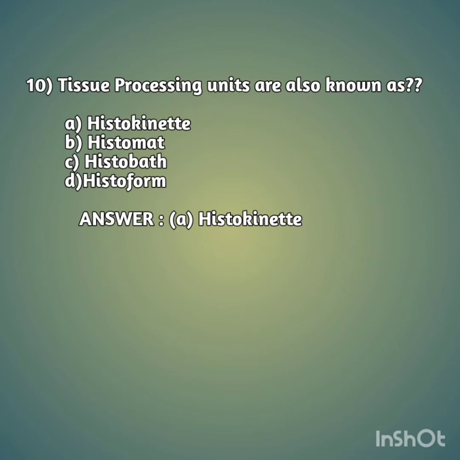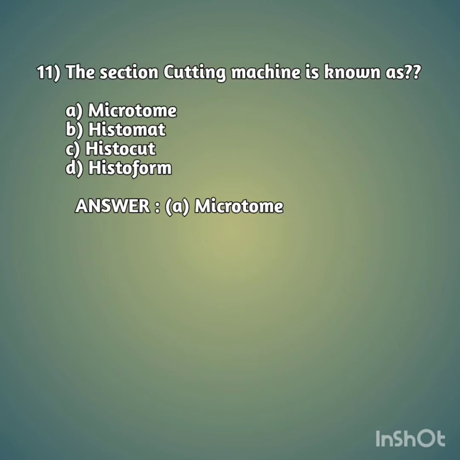Moving on to our 11th question. The section cutting machine is known as. In our histopathological labs, we are using a kind of machine to cut the sections in a required manner. So that particular machine, the section cutting machine, is called as what?